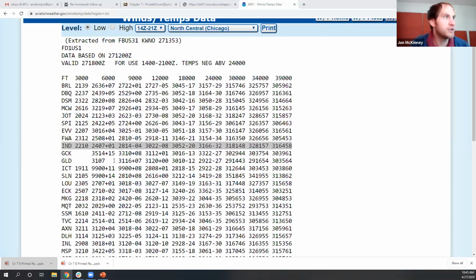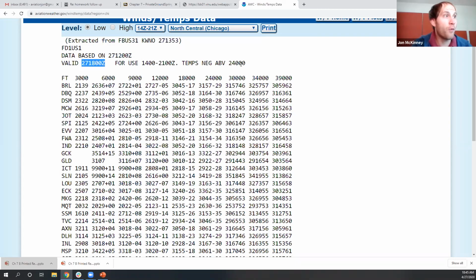And this is a weather product you would use: winds and temperatures aloft. Remember, every time you look at a weather product, it's best to start with the header, the information about that weather product. This weather product is telling us the data is based off of observations from the 27th day at 12 Zulu. Then they're saying this actual forecast is valid the 27th day at 18 Zulu. We're supposed to use it between 14 and 21 Zulu. That is the time period that this data is actually forecasting.